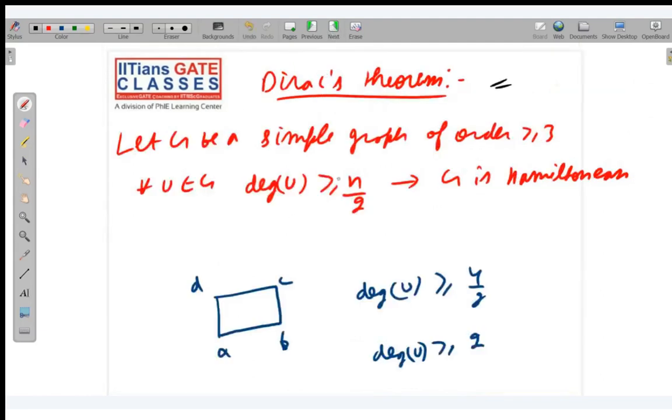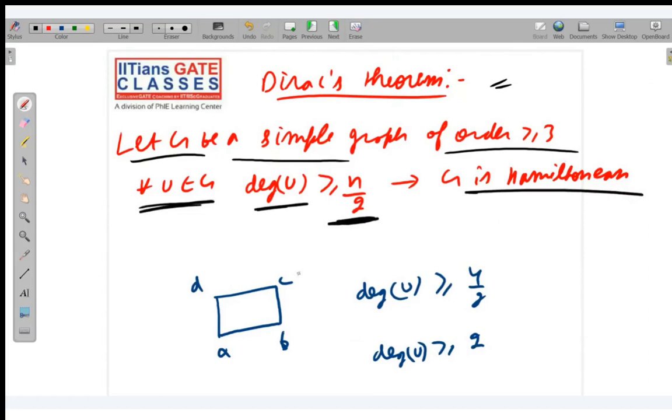Next is the direct theorem. The direct theorem is saying, let G be a simple graph of order greater than or equal to 3. For all u belonging to G, degree of u should be greater than or equal to n by 2 implies G is Hamiltonian. That means if every vertex has degree greater than or equal to n by 2, the graph will be Hamiltonian, where n is the order of the graph. Okay, let G be a graph of order greater than or equal to 3, where n is the order or number of vertices.